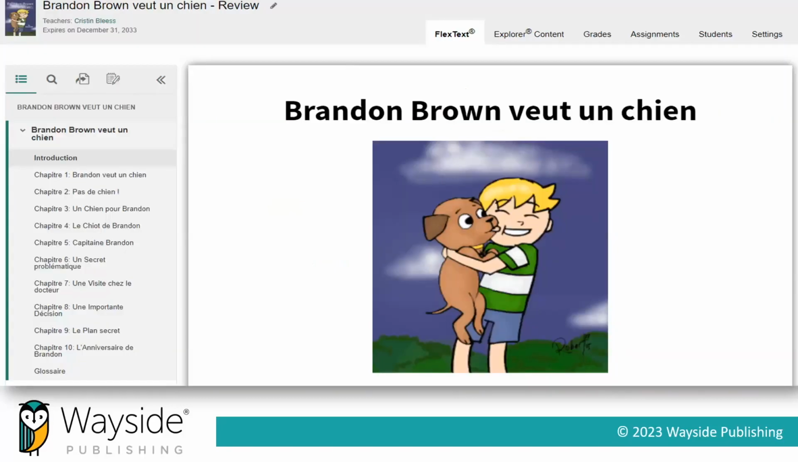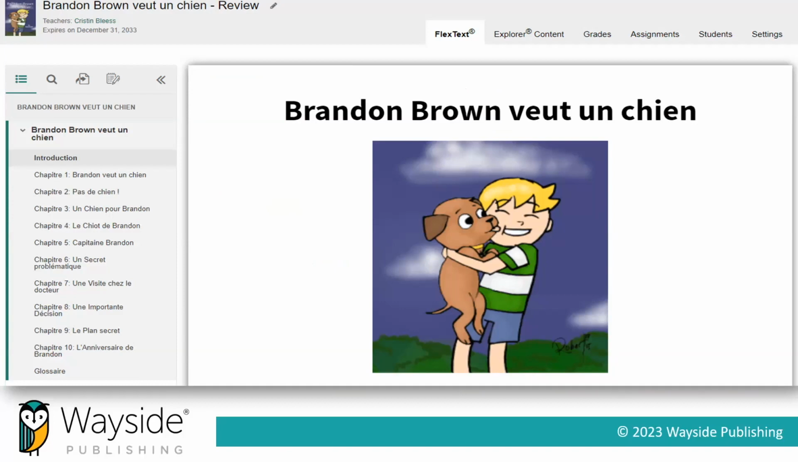Another idea would be to do this card retell activity at the end of the book as a way to review the most important takeaways from each chapter. In the case of Brandon Brown Wants a Dog, it would then become a 10-card retell, 1 card for each chapter. I would give students a list of additional sequencing words and have them use 1 for each chapter.